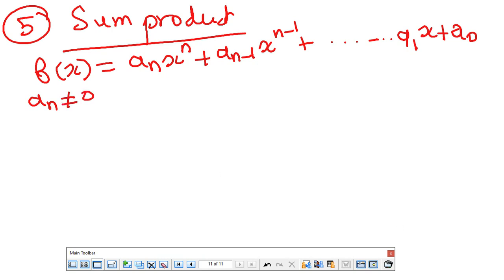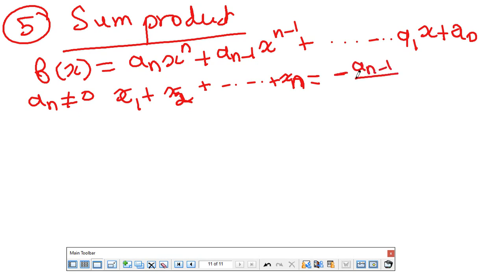So what is the rule for the sum and the product? If I have x^n, it means I have n roots. So I have x1 plus x2 plus, because we are talking about the sum of the real and the imaginary roots, all the roots, plus xn. It's equal to minus an minus 1 over an. So it's always minus the coefficient of the degree that comes after the highest degree, over the first coefficient.